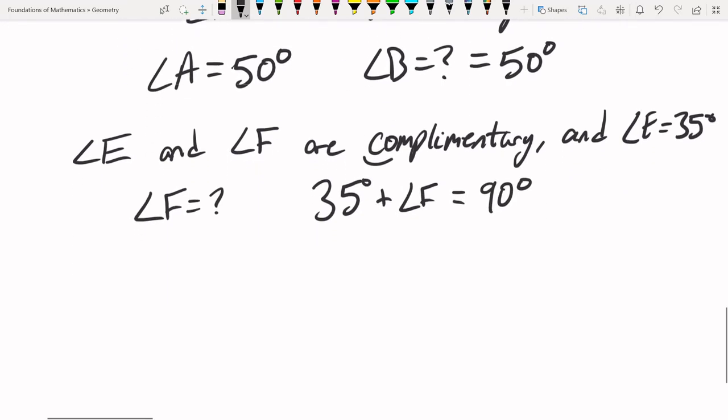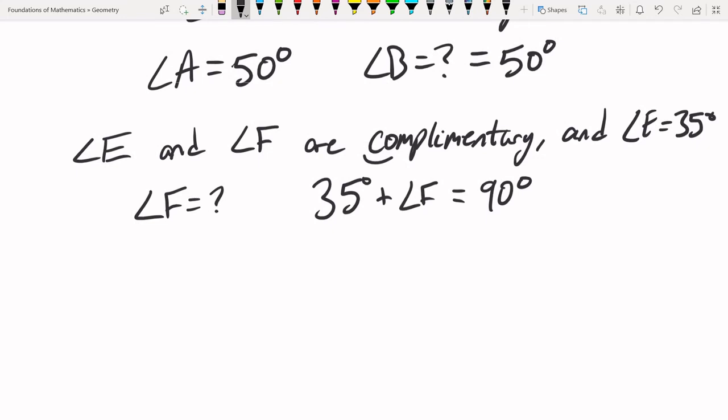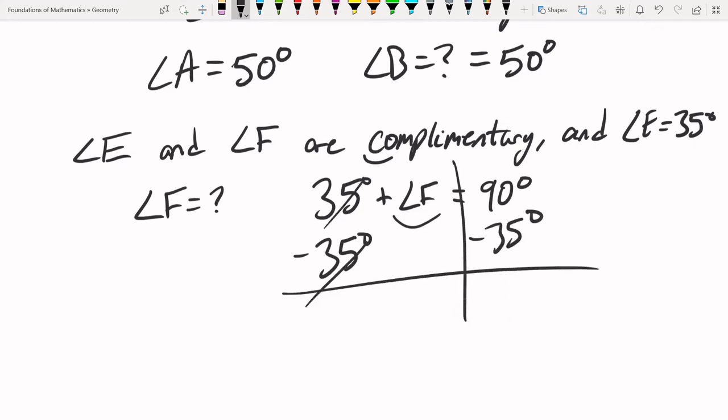This is just a one-step equation. All we have to do is get angle F by itself. That's our variable. We subtract 35 from both sides, and we get angle F equals 90 minus 35, which is 55, I believe. Yep. So angle F is 55 degrees.